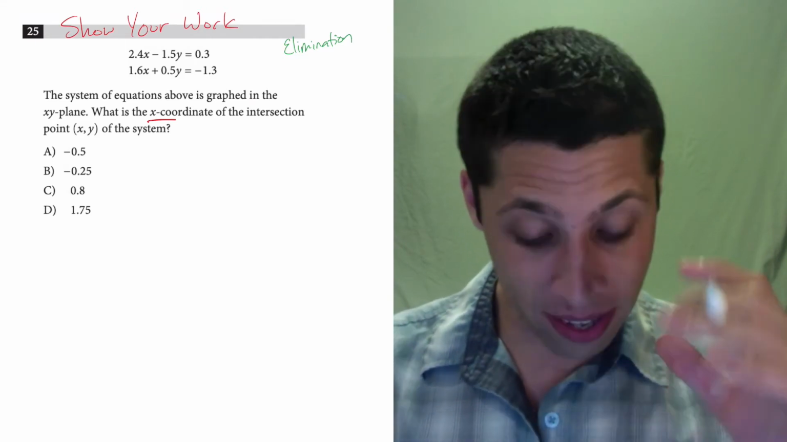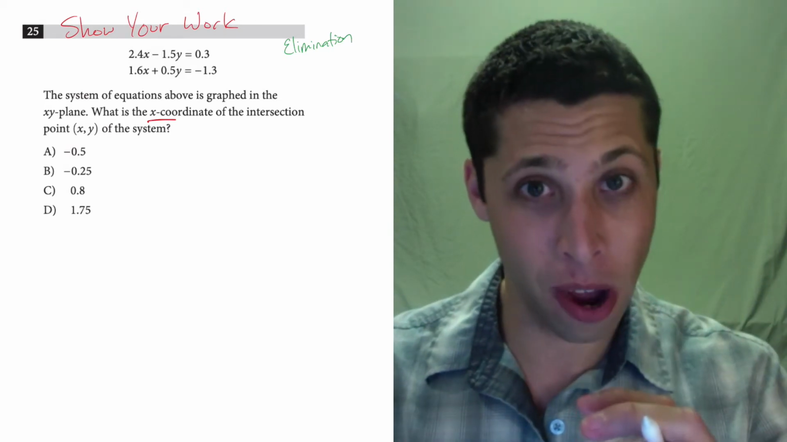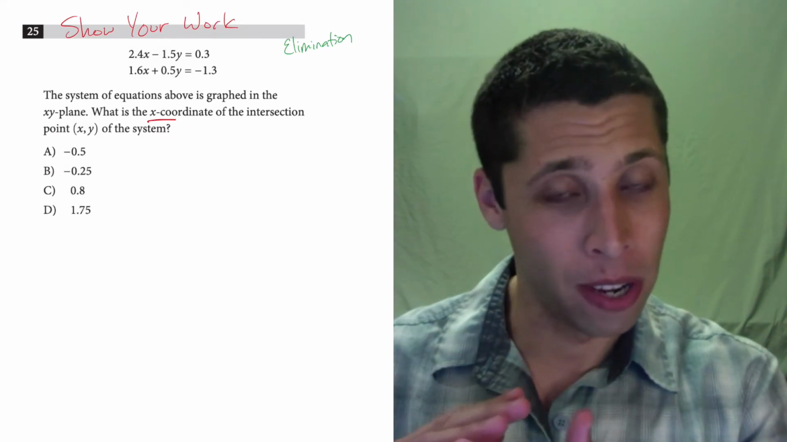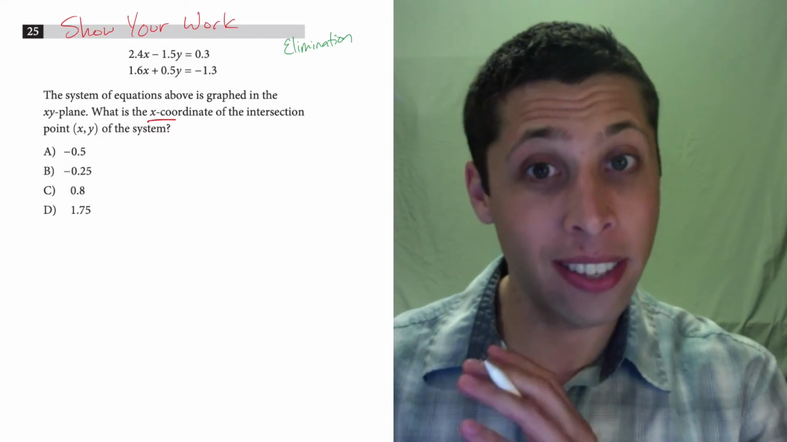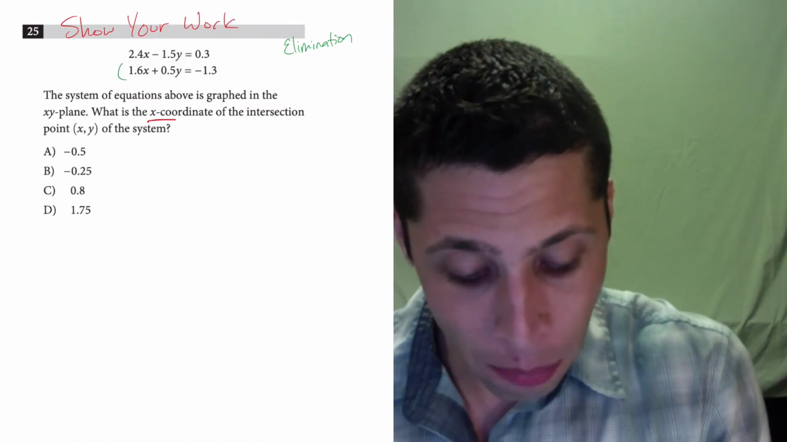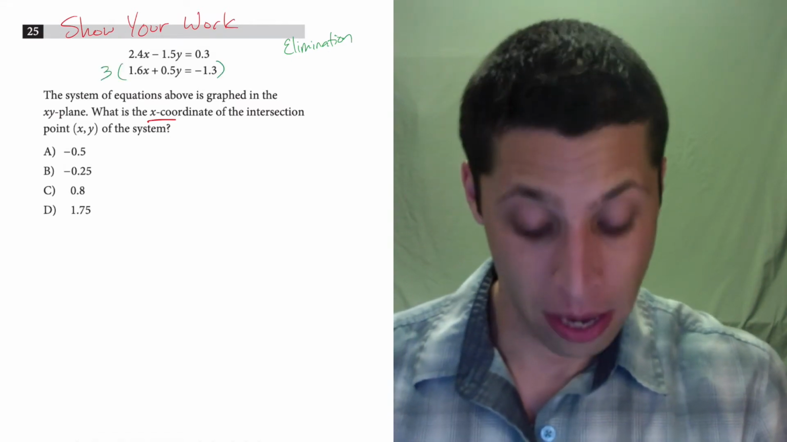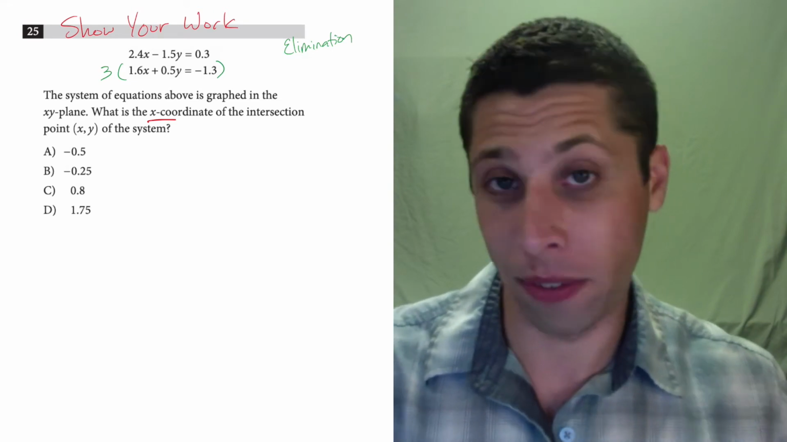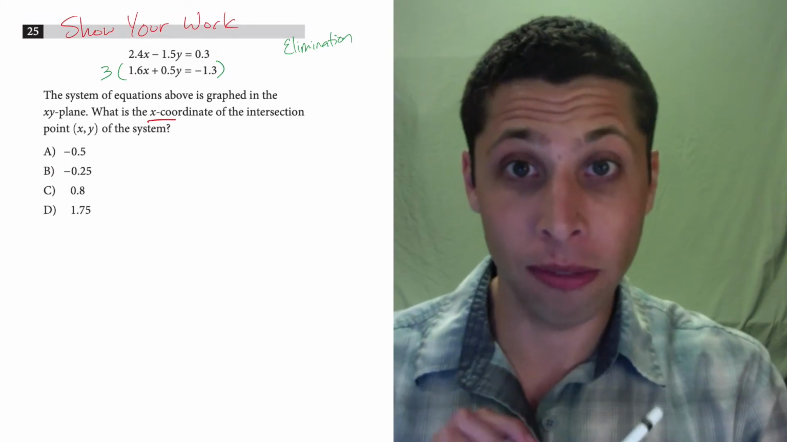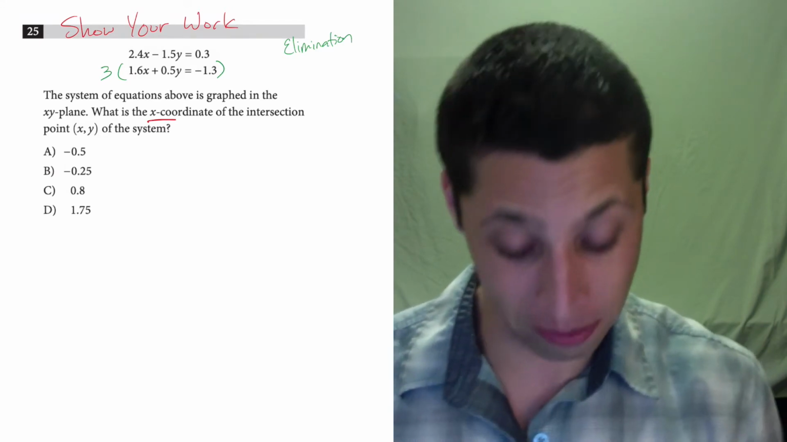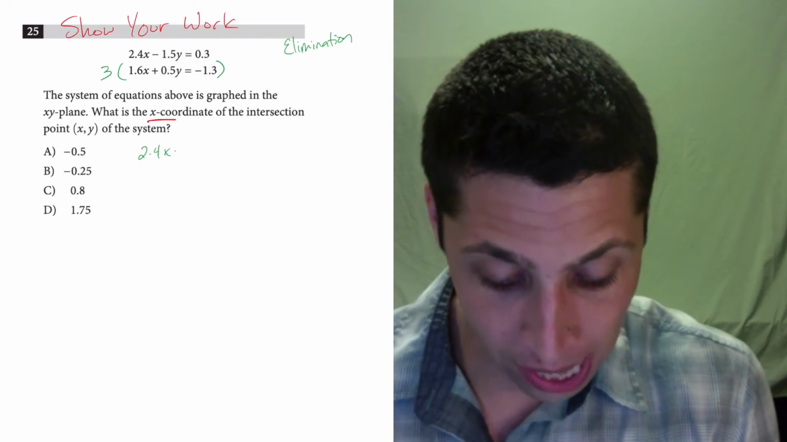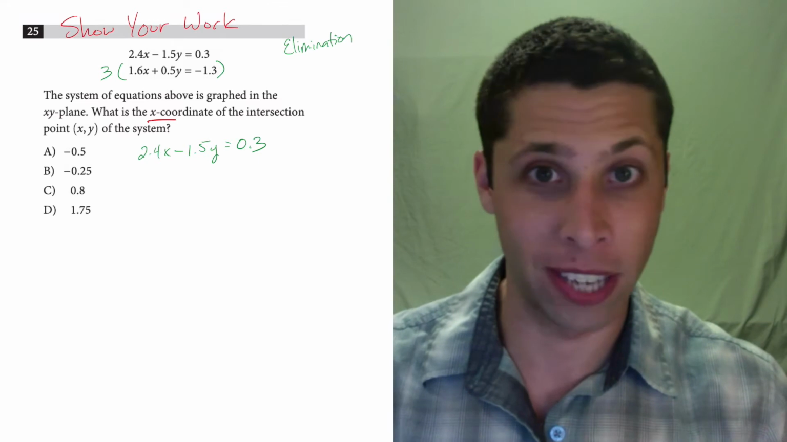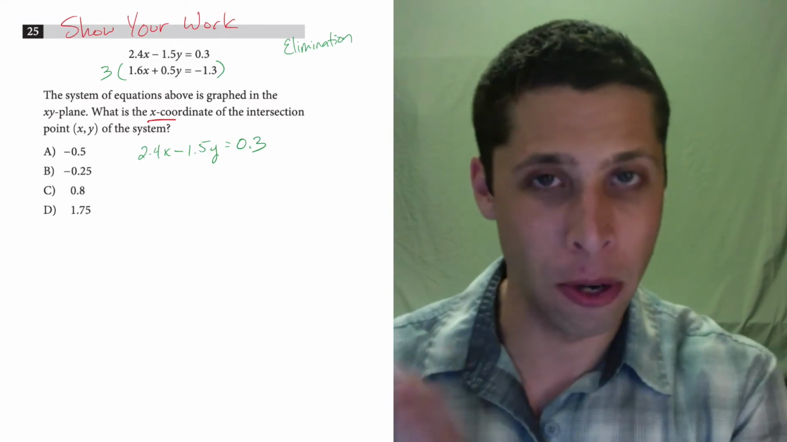So what I want is the number, the coefficient attached to the y, to be the same, one positive, one negative, so that they cancel each other out. So what I'm going to do is take the second equation and multiply it by 3, because it's going to make the 0.5 into 1.5. Okay, so let's be thorough here. Let's rewrite the first equation. Okay, 2.4x minus 1.5y equals 0.3. Right? Just get it out, same as it was on the top, no change.